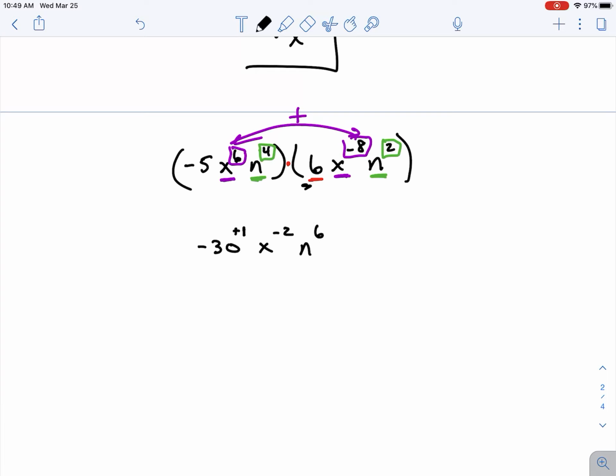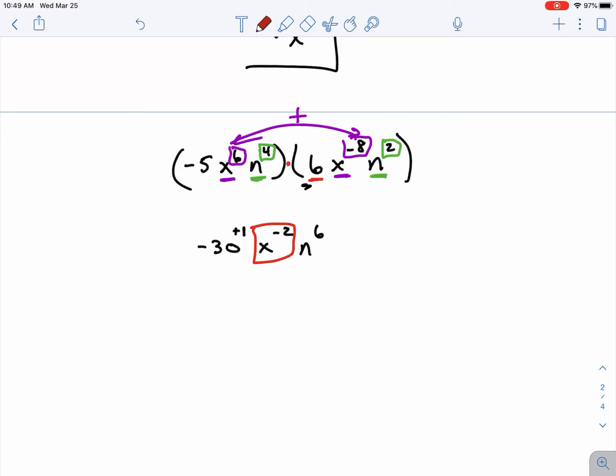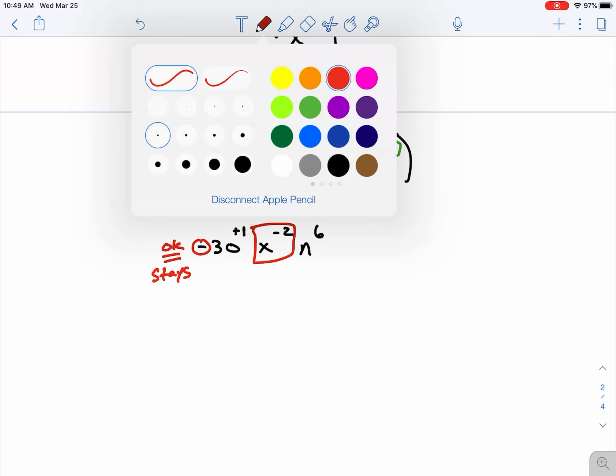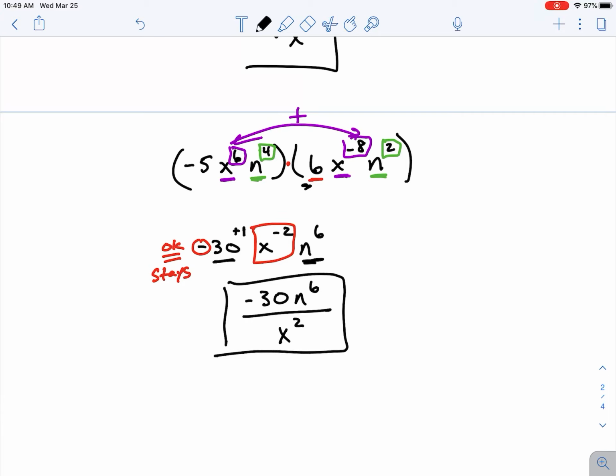Now that's my answer, but I've got some negative exponents. And this x is the only one with a negative exponent. Remember, this is okay. This stays. The only thing that needs to move is the x, so I'm going to have a -30 up top. Also, my n to the 6 stays up top because it's already positive. And this negative guy is going to go downstairs. This is my answer.